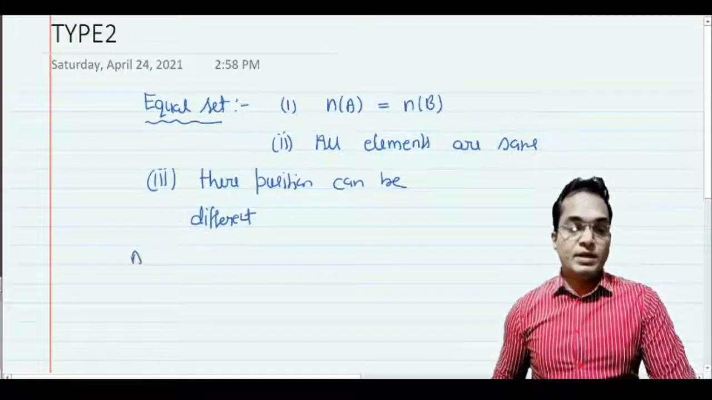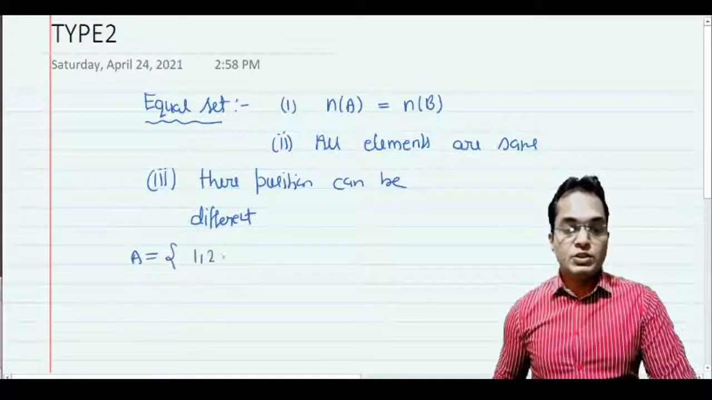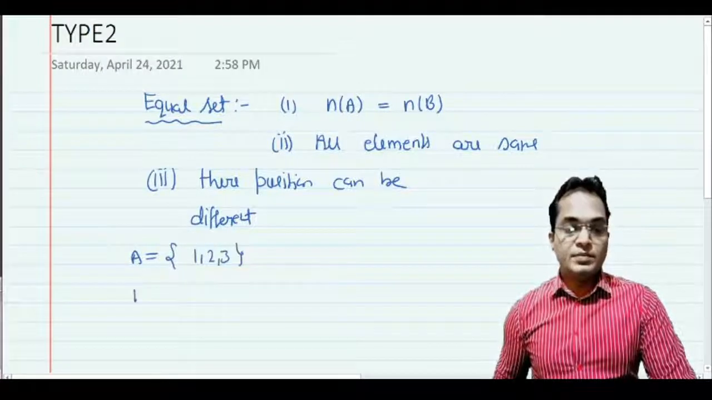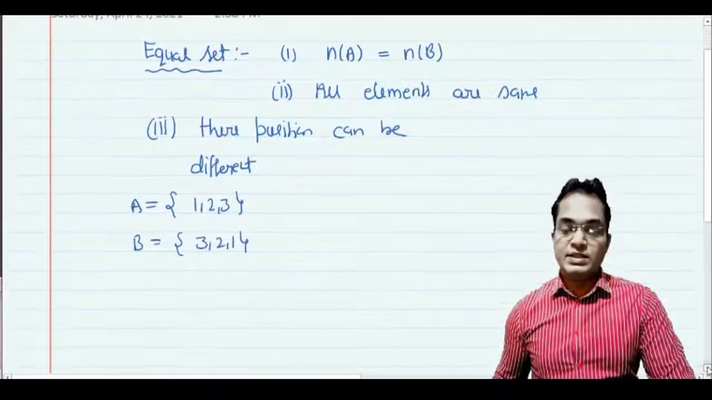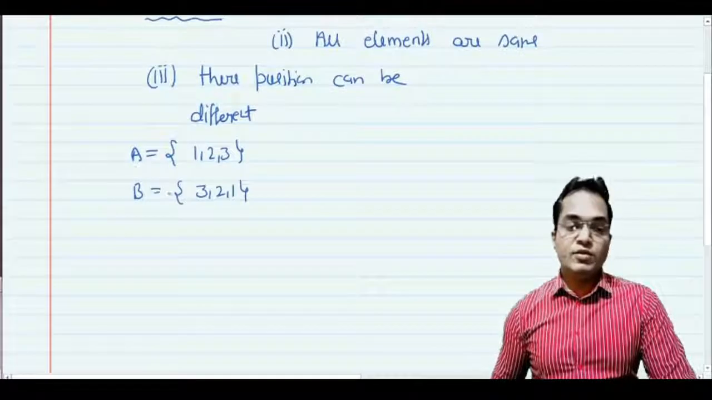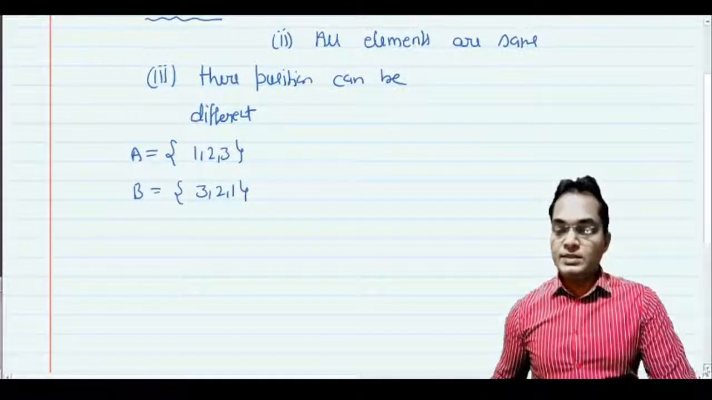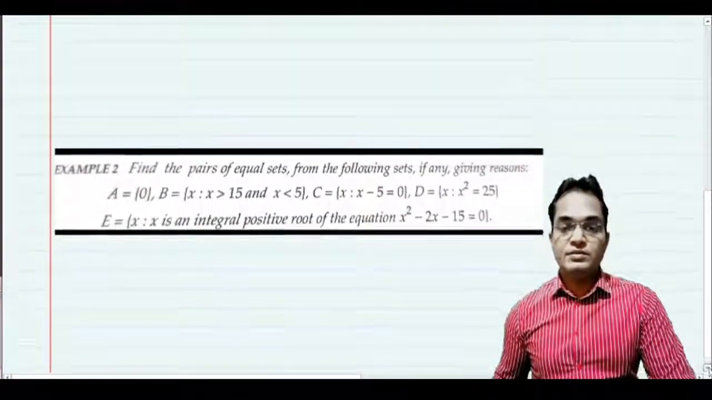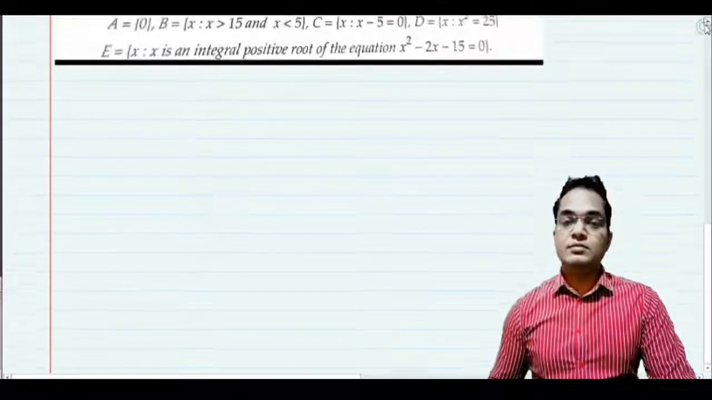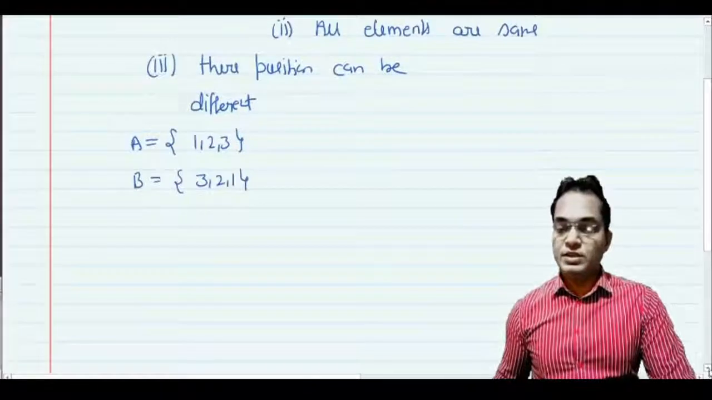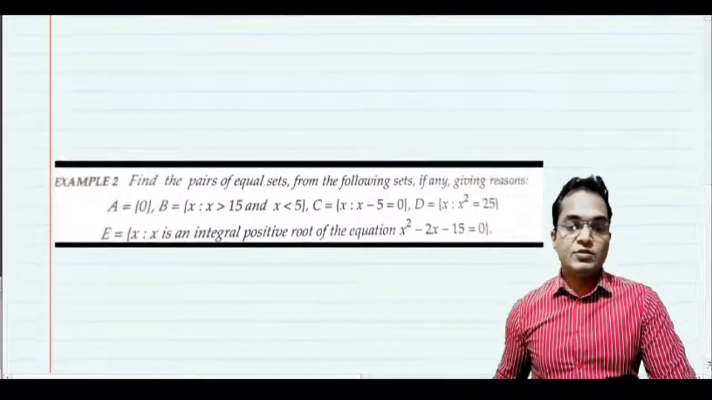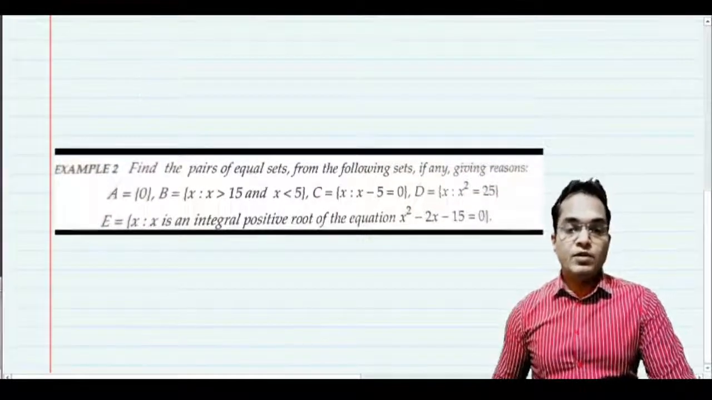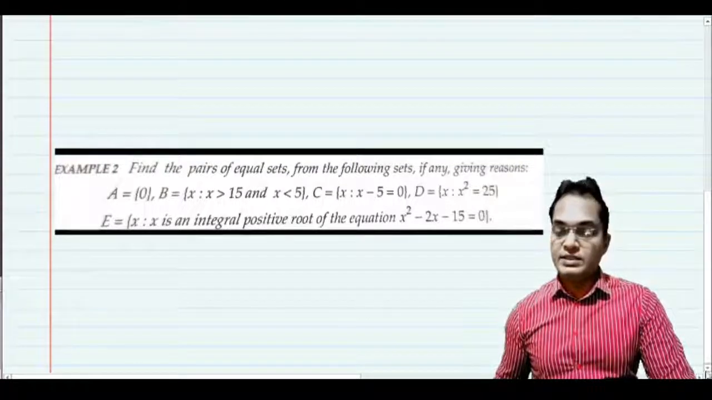For example, if A equals to {1, 2, 3} and B equals to {3, 2, 1}, these sets are said to be equal sets. Got it? That is the meaning of equal set. Now let's do some questions based on equal sets. Question: find the pair of equal sets from the following sets.